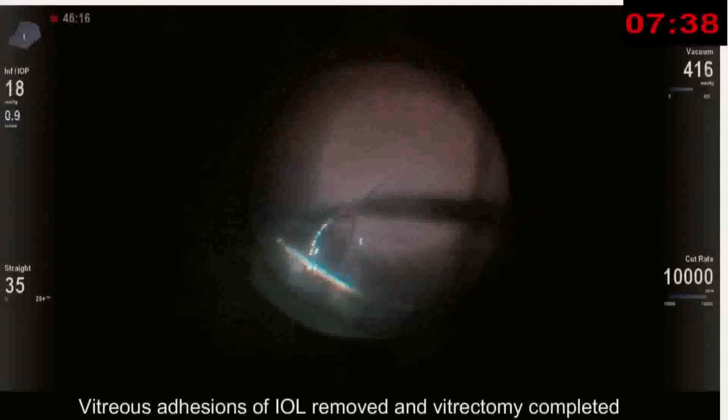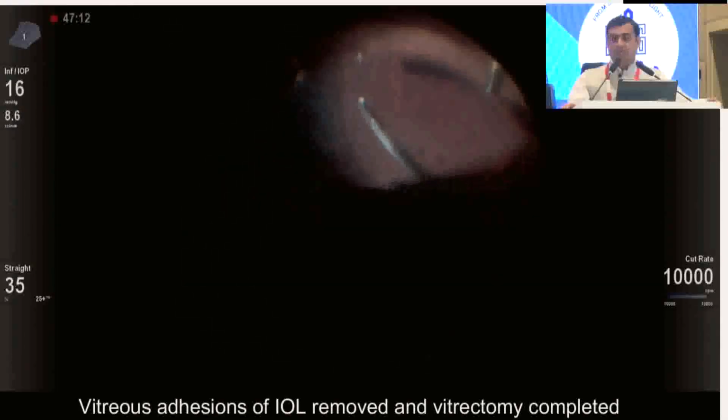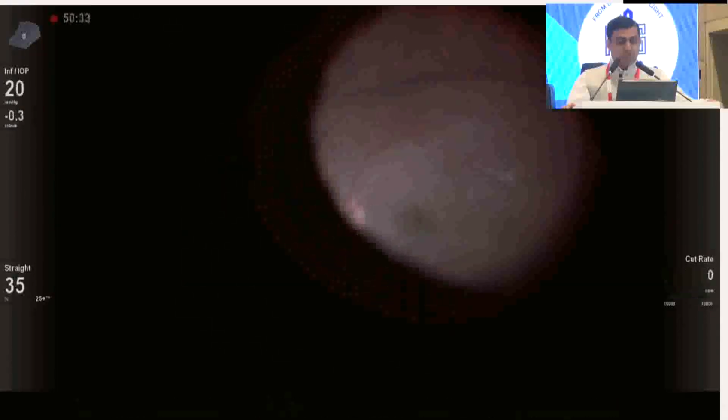So this was traumatic, and the patient had the ERM and the VMT also. As you can see, one haptic had fallen down, but I went and checked inside. The other haptic was quite stable, so I didn't want to disturb that haptic. And this was secondary to the trauma.